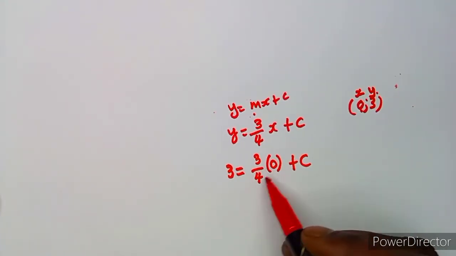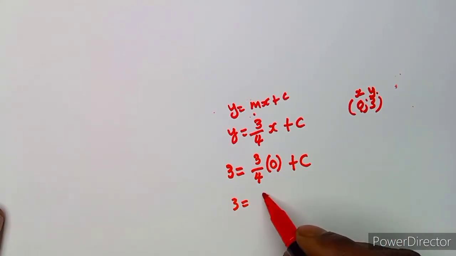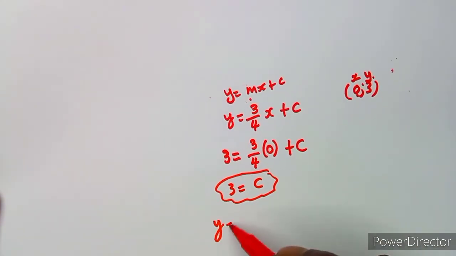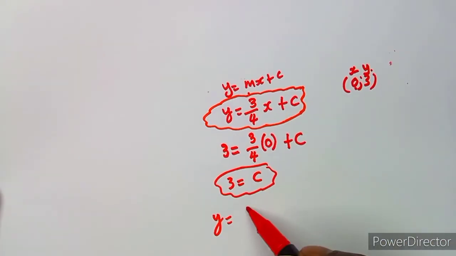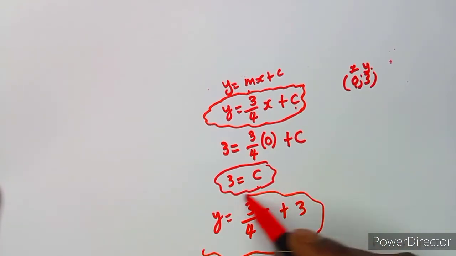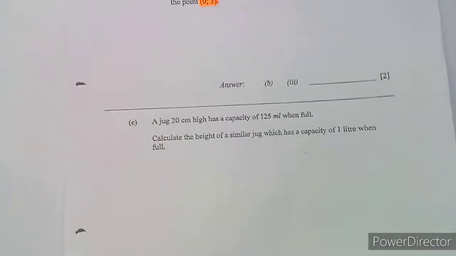So that means I am able to determine the value of c from this equation. This times 0, any number times 0, remember, is 0. So 3 is equal to c. So if 3 is equal to c, that means y is equivalent, going back to the stage where I am given 3 over 4x plus c, which is 3. So that is going to be the equation of the line that is parallel to that line. So I think it was a little bit clear.